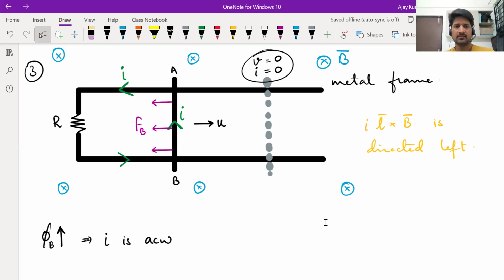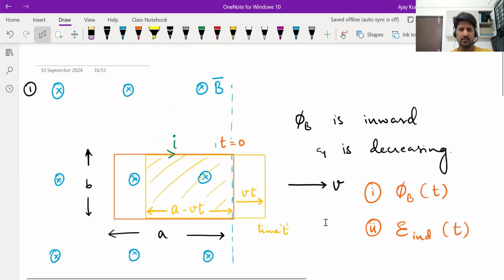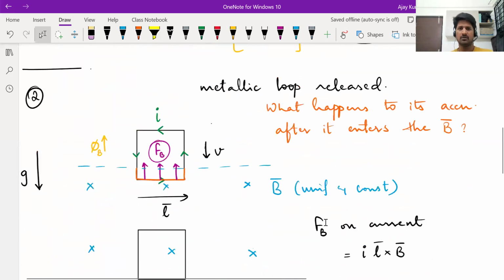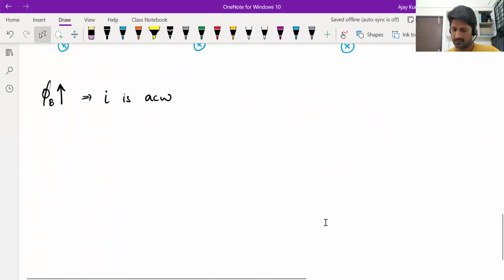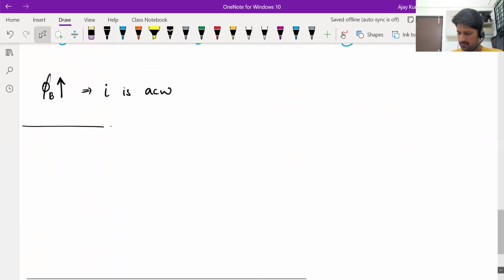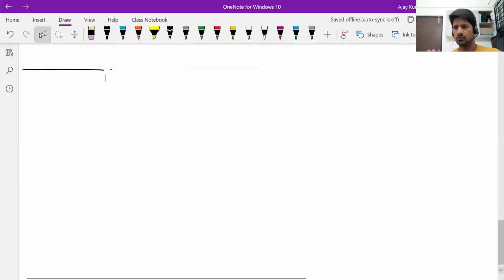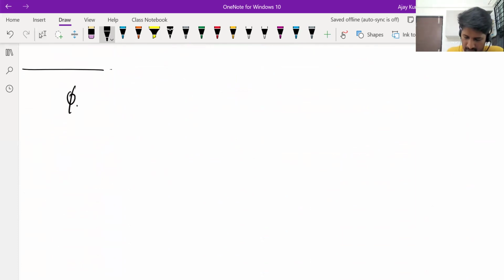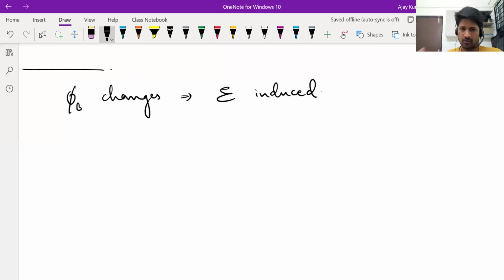So the three questions that we have discussed today were all about what happens to a particular object as it enters, leaves, or moves in a magnetic field. Now see, according to Faraday's law, when the magnetic flux through a conducting loop or a coil changes, EMF will get induced. That is what Faraday found out.